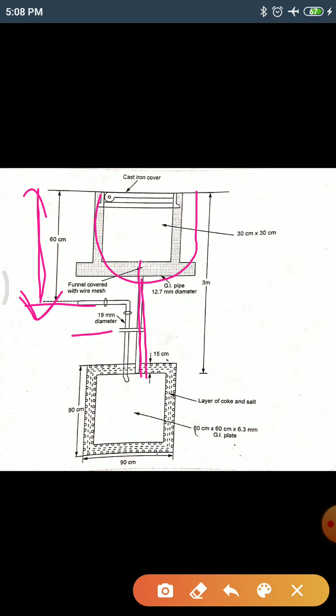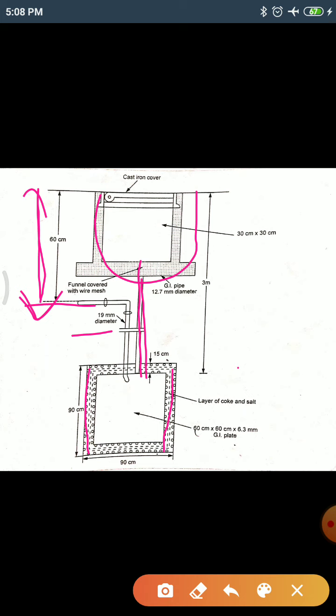Okay, and you might have this in your mind, why we use this chalk, sorry, why we use this charcoal and salt. We use it because it improves the condition of the soil, and earthing efficiency also increases, because it holds the moisture.